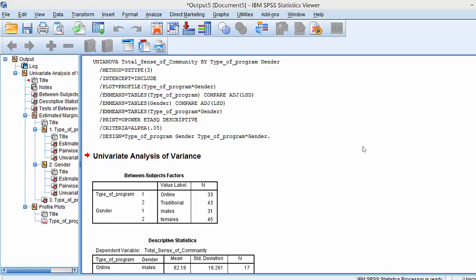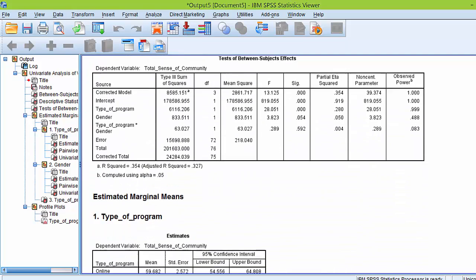As you can see here, I have the output that SPSS generated when we conducted the two-way ANOVA. Now I usually like to begin by looking at the profile plot line graph, so I'm going to go ahead and scroll down and find that graph.